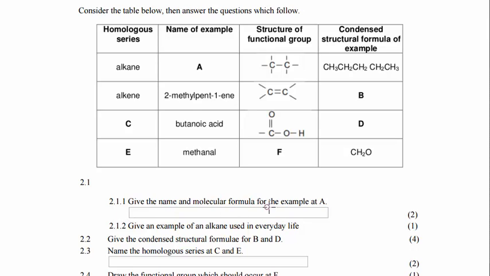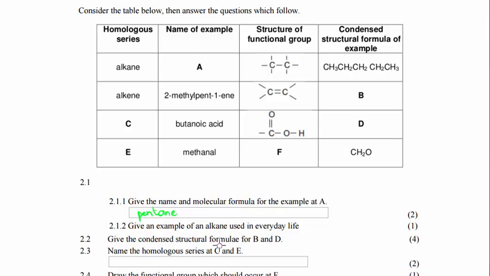Okay, so give the name and molecular formula for the compound example at A. So this A, how will we know? We know it's an alkane, but it's this alkane because here's the condensed structural formula for the example. So what is the name? Notice we've got 1, 2, 3, 4, 5 carbons, no branches. A branch would have been in brackets, but there are no branches. Five, what will that be? Pentane. So this is pentane. And then the molecular formula.